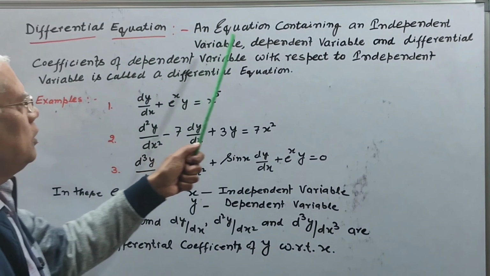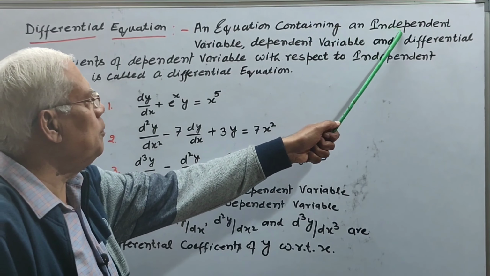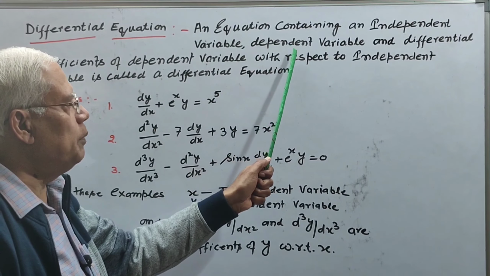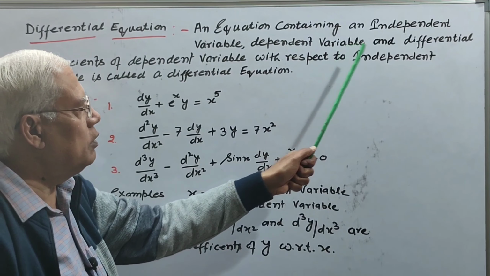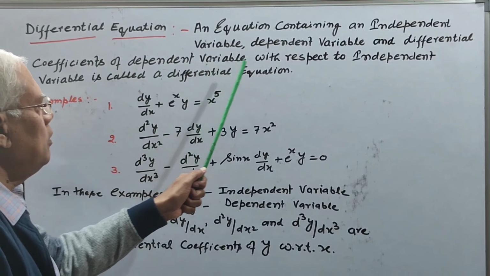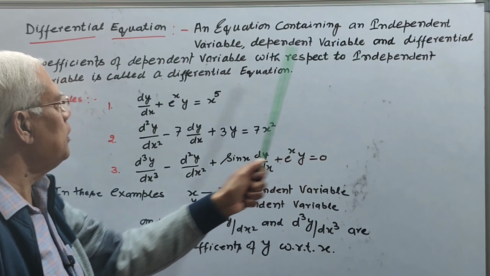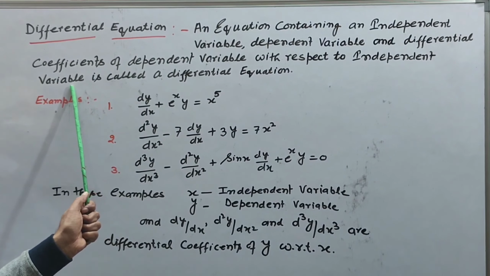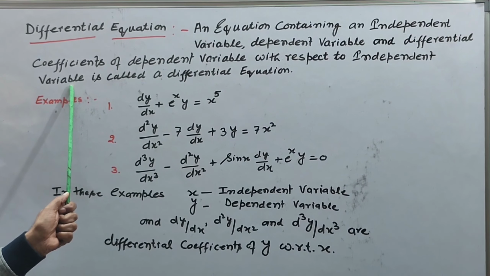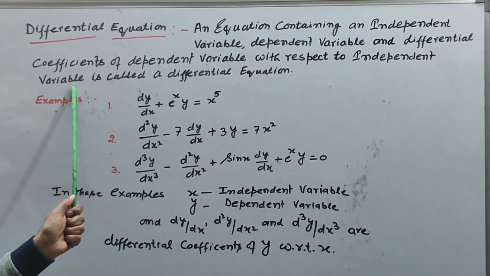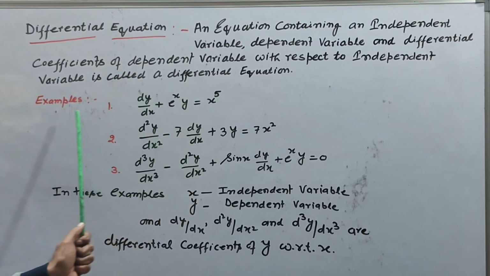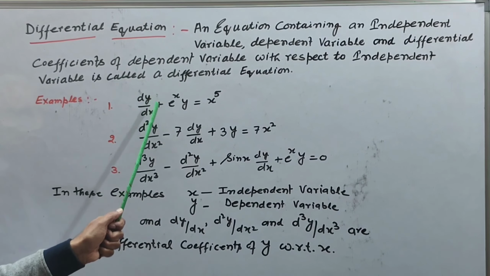Differential equation. An equation containing an independent variable, which is normally x, a dependent variable, which is normally y, and differential coefficients of the dependent variable with respect to the independent variable, that is dy upon dx, d2y upon dx square, d3y upon dx3 and so on, is called a differential equation. So these are the examples.